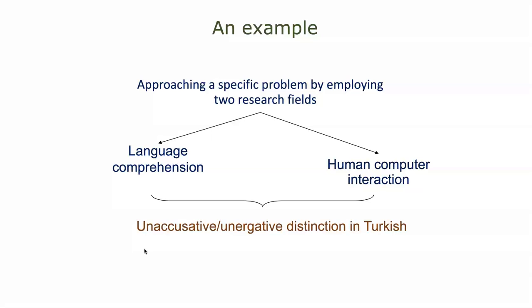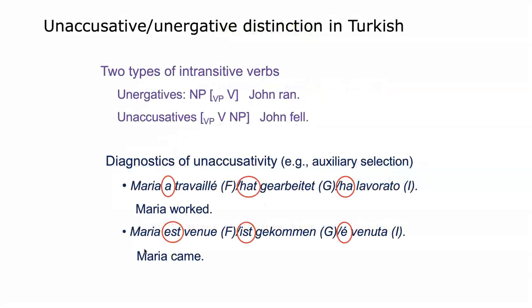One of them is my master's thesis, and it aimed at combining two research fields. One was language comprehension, and I also conducted a set of experiments by employing methodologies in human-computer interaction. But very briefly, let me summarize this topic so that you have an understanding of how you could approach a problem. The topic was the unaccusative and unergative distinction in Turkish, and this was not a well investigated domain at that time.